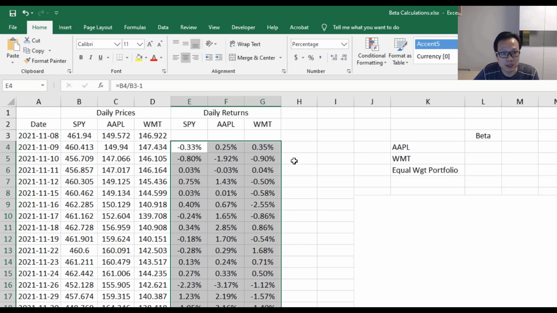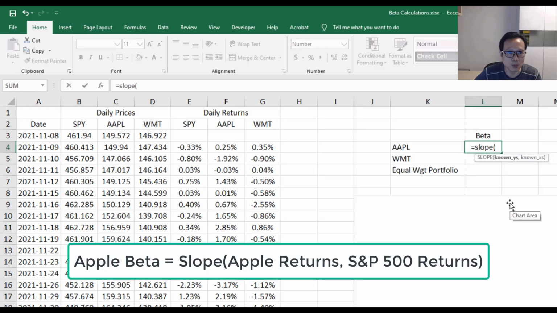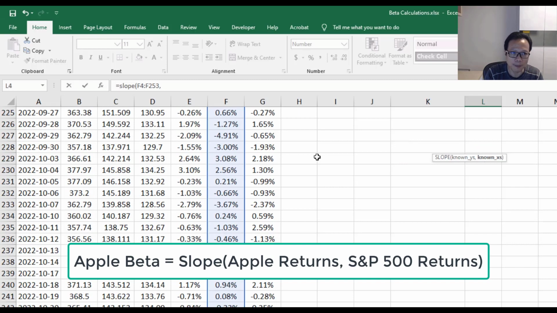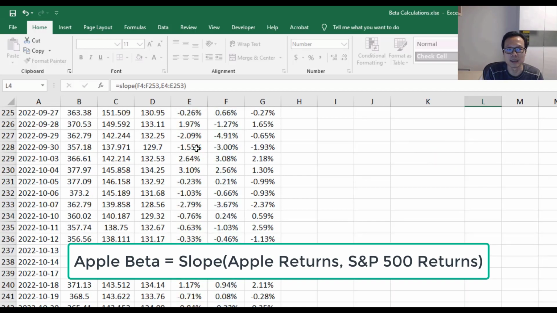The next thing we need to do is calculate the beta. So let's calculate the beta for Apple stock. To calculate the beta for Apple stock, you just need to make use of the slope function. Slope, open bracket. You need to supply the first argument as the known y's. The known y's are your Apple's returns, because you're regressing Apple's returns against S&P 500's returns. So select the return series for Apple. Then the next thing you need to supply is the known x's, and the known x's are your SPY's returns. Select this entire series of returns and then hit enter.